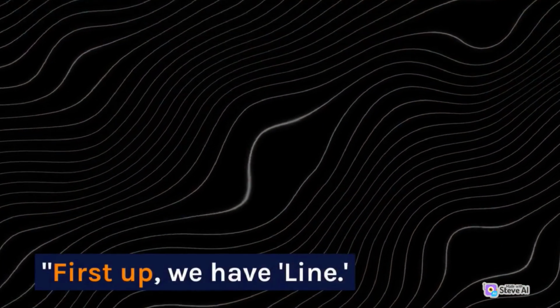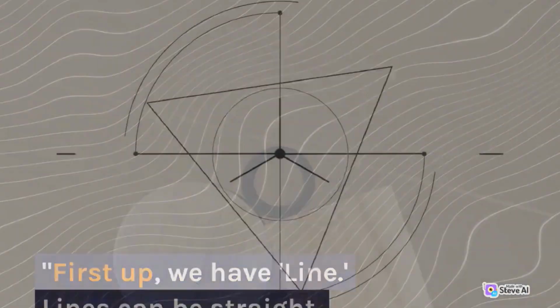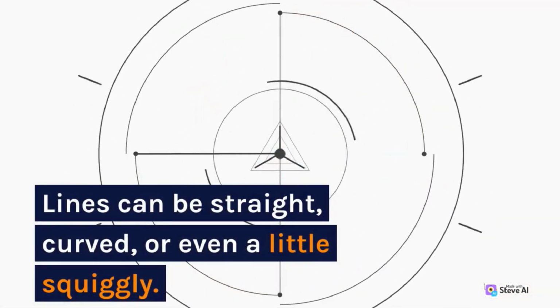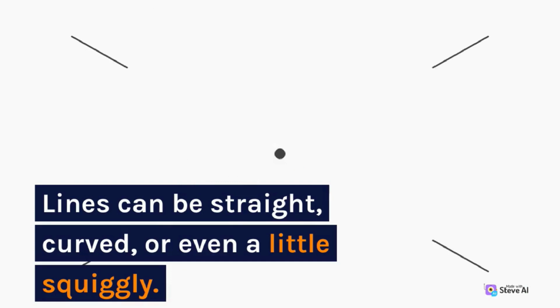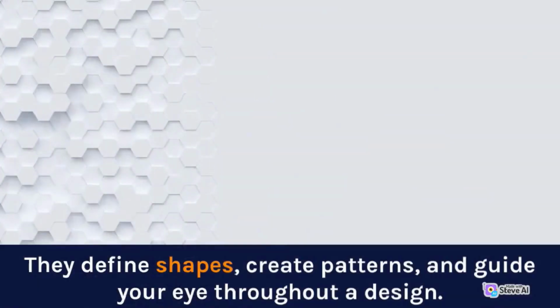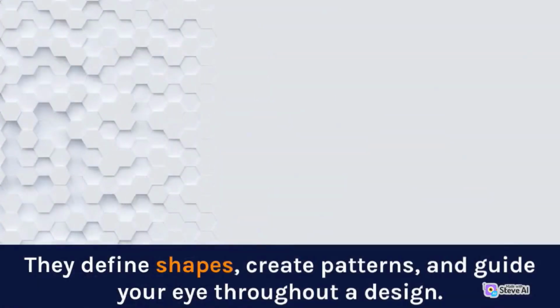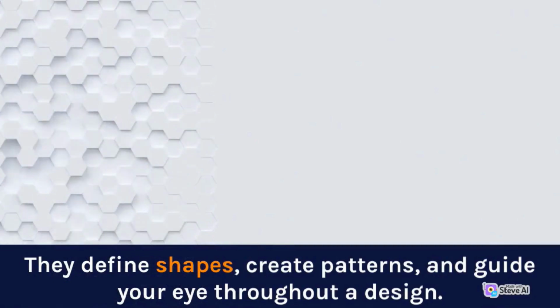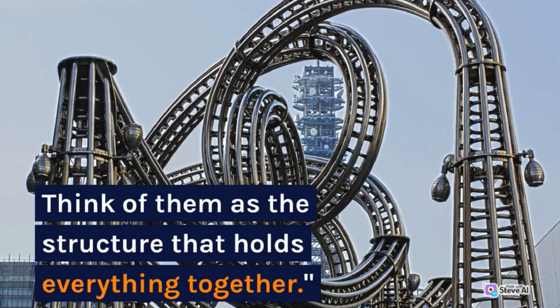First up, we have line. Lines can be straight, curved, or even a little squiggly. They define shapes, create patterns, and guide your eye throughout a design. Think of them as the structure that holds everything together.